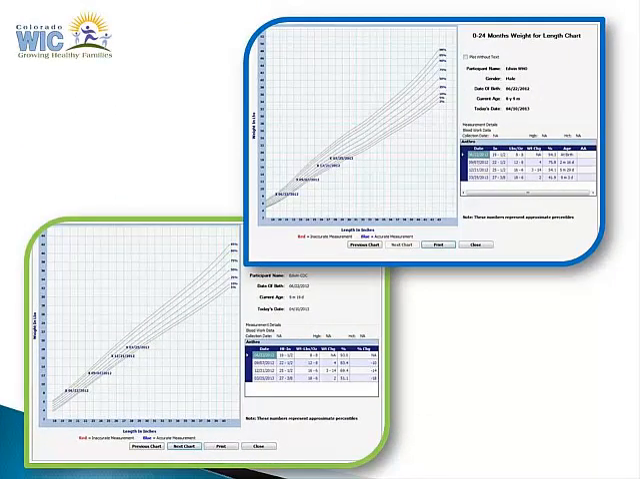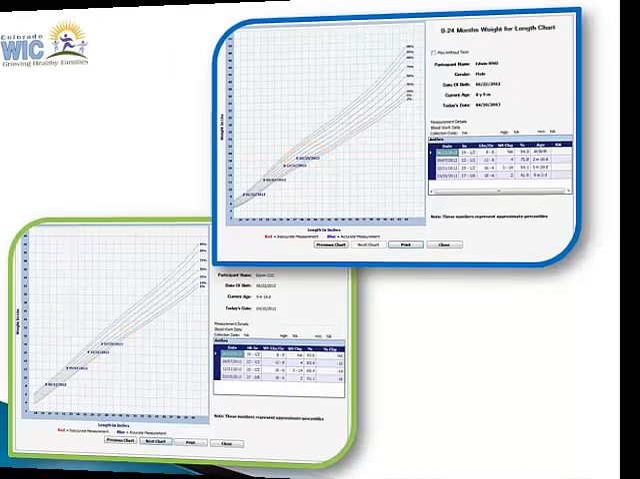We're comparing the weight for length charts. On the left, Edwin plots just barely below the 50th percentile on the CDC weight for length chart. On the WHO chart, Edwin plots on the 50th percentile weight for length, which is very similar to where he plots on the CDC chart.